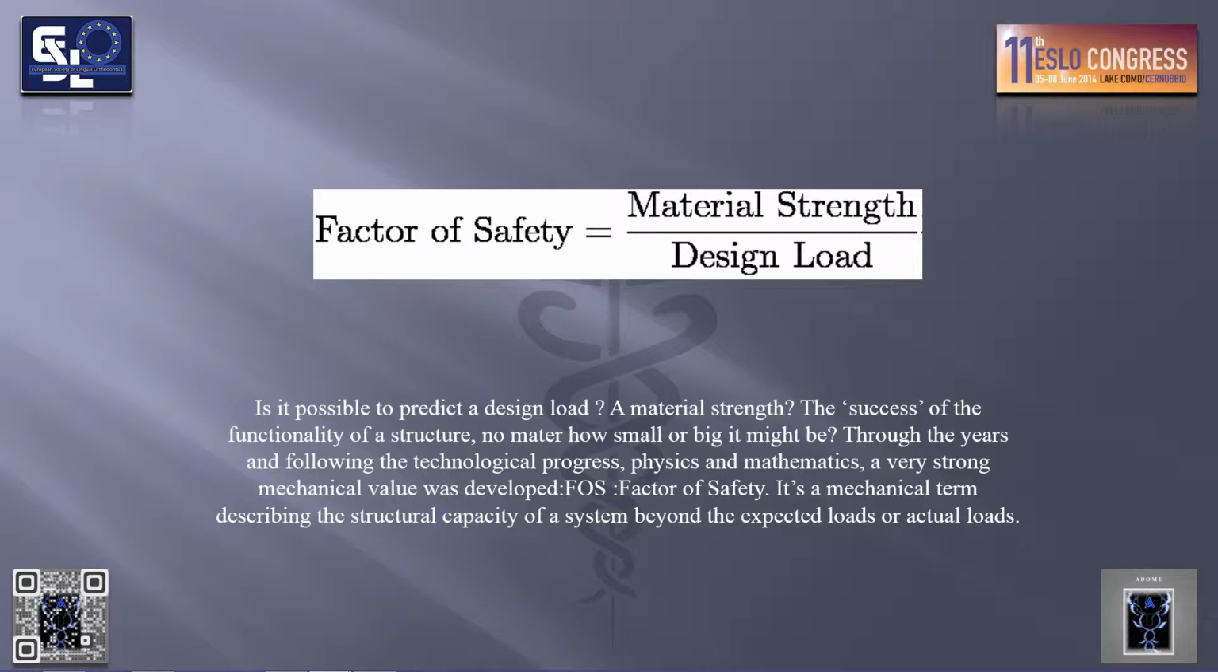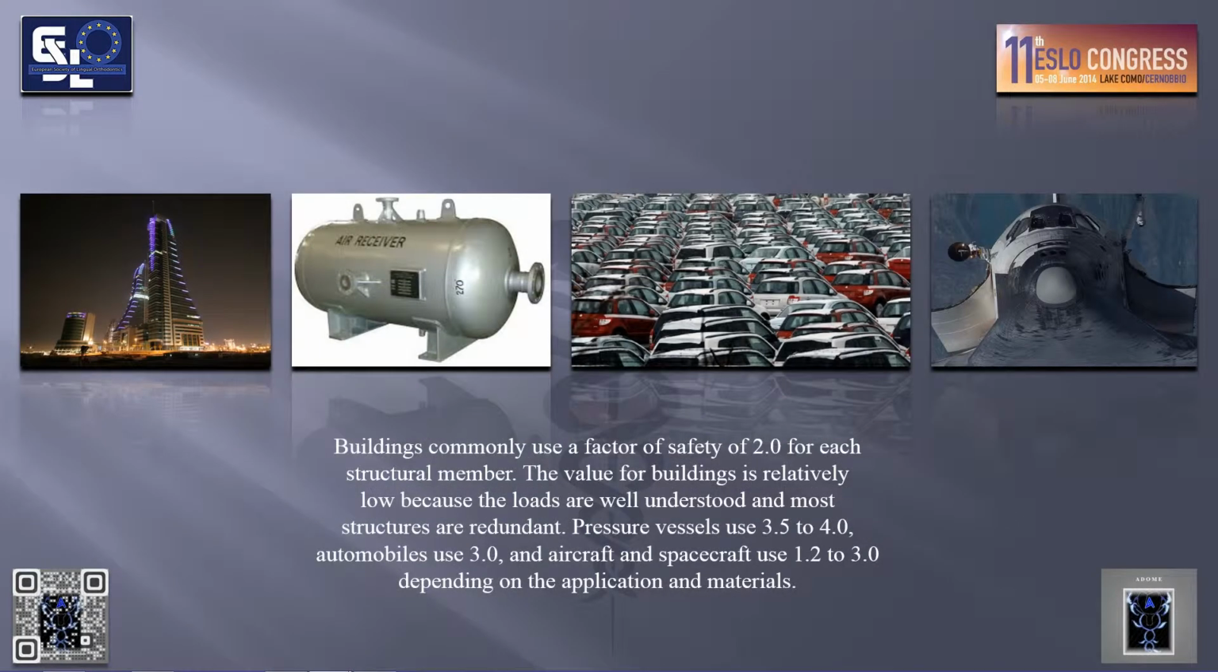Through the years, following technological progress, physics and mathematics, a very strong mechanical value was developed, FOS, factor of safety. It's a mechanical term, describing the structural capacity of a system beyond the expected loads or actual loads. Buildings commonly use a factor of safety of 2.0 for each structural member. The value for buildings is relatively low because the loads are well understood and most structures are redundant. Pressure vessels use 3.5 to 4.0, automobiles use 3.0, and aircraft and spacecraft use 1.2 to 3.0, depending on the application and materials.